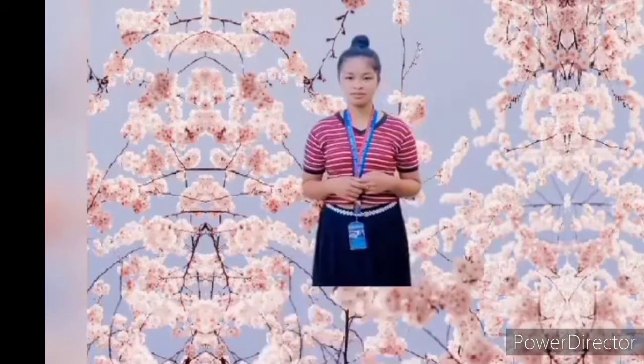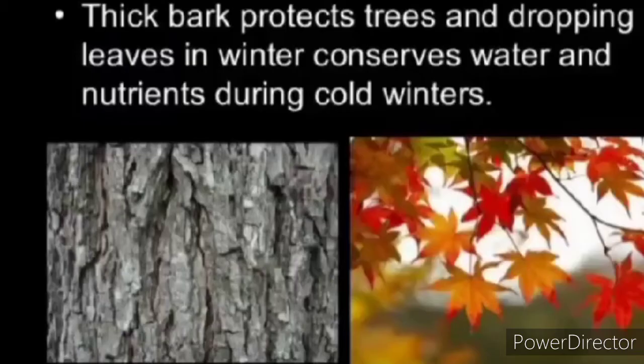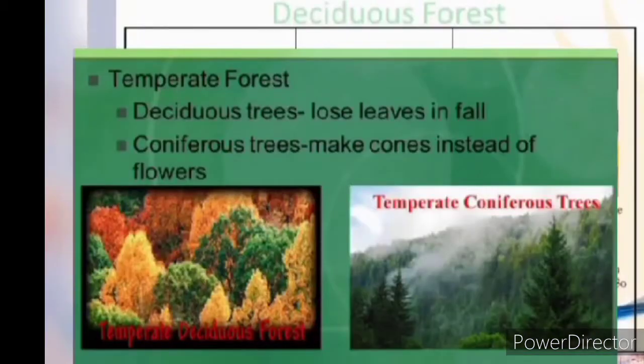Temperate deciduous forest plant adaptations. Leaves are broad to collect as much sunlight as possible. Trees have thick bark to protect against harsh winters. Trees drop their leaves in the winter to prevent water loss during the colder months. Also, there is less direct sunlight in the winter, which means less photosynthesis. So deciduous trees drop their leaves to conserve energy.